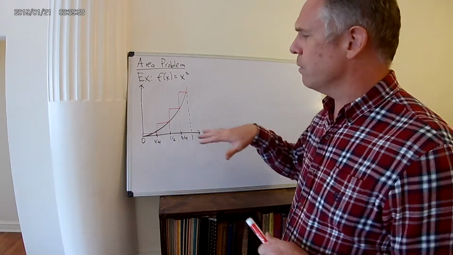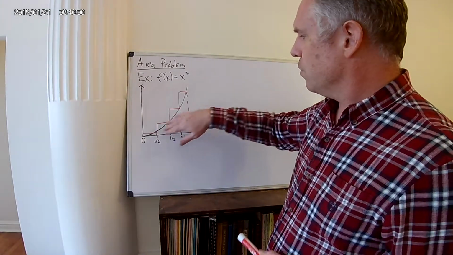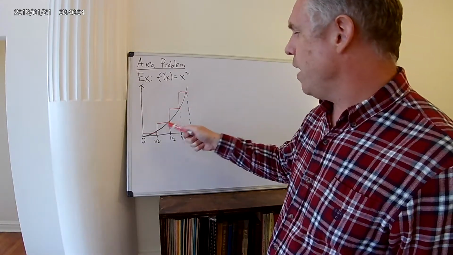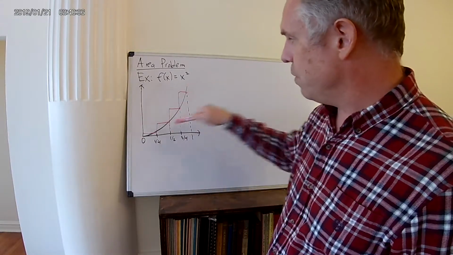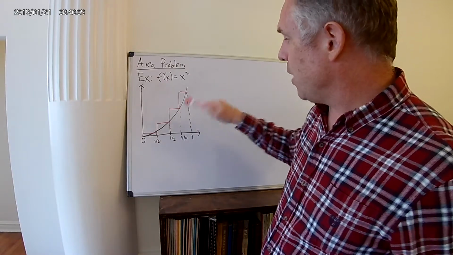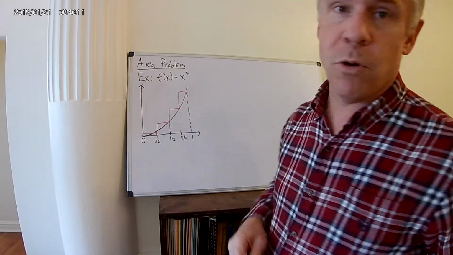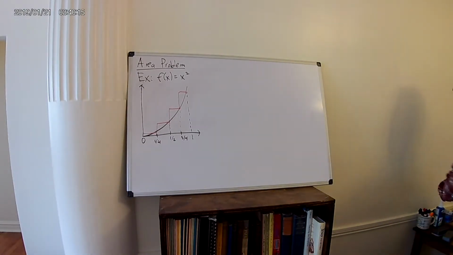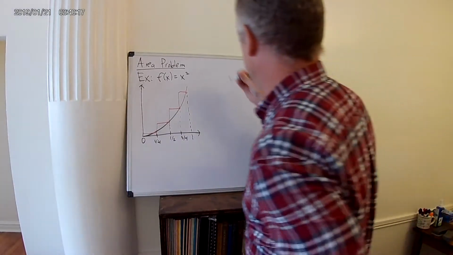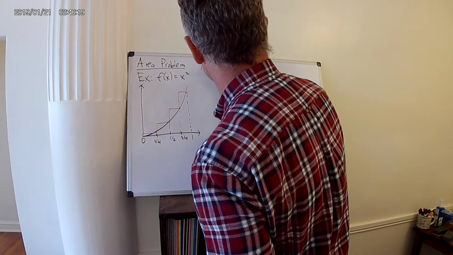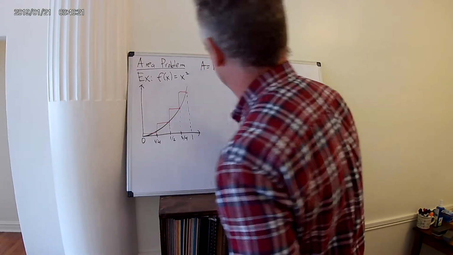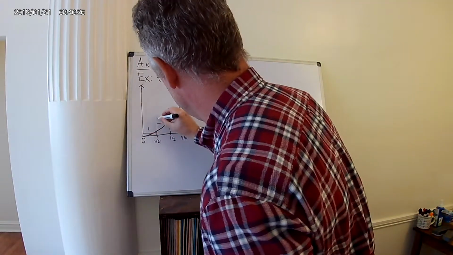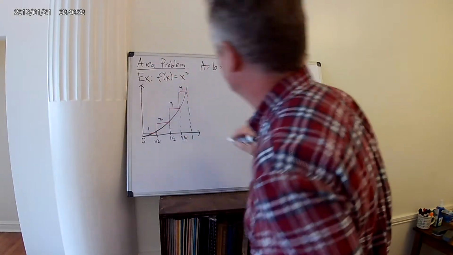So I'm going to approximate this curve as a series of rectangles. I'm going to approximate the area under this curve from 0 to 1 as the sum of the area of these 4 rectangles. Okay, let's see how this works. As you guys know, the area of a rectangle is base times height. Okay? So let's label these. This is 1, 2, 3, 4.